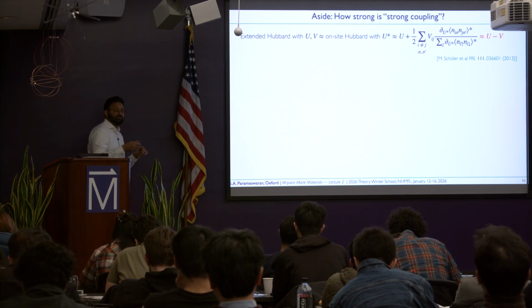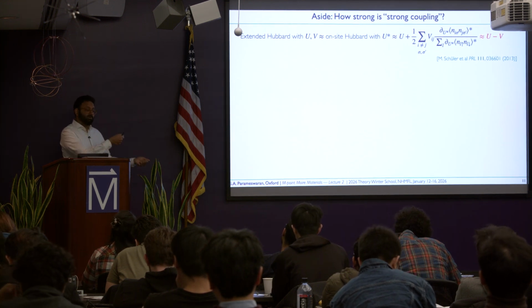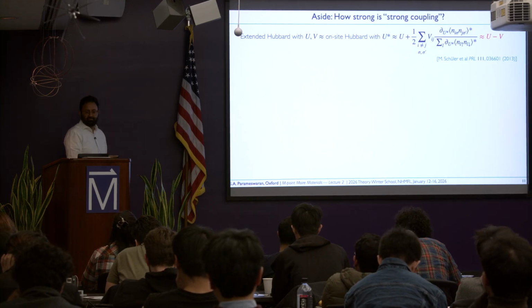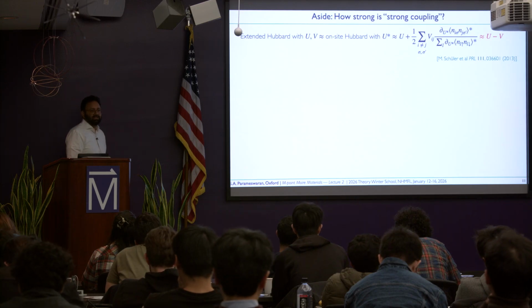That sort of suggests that even if you start at strong coupling, because the V is there, the problem will actually be much closer to intermediate coupling, because the V is counteracting the effects of the U. So just ramping up U is not going to be that useful.